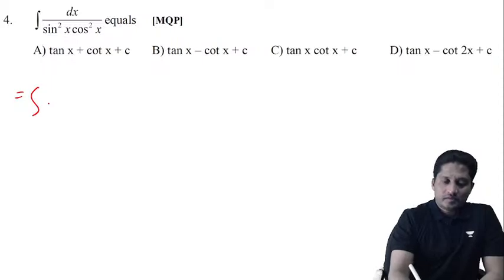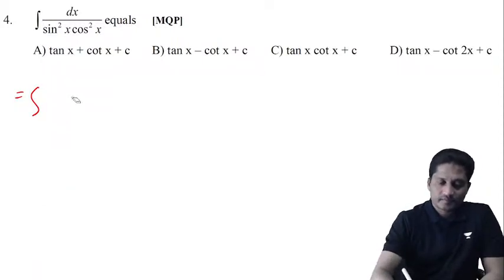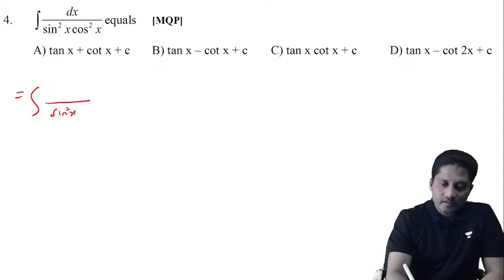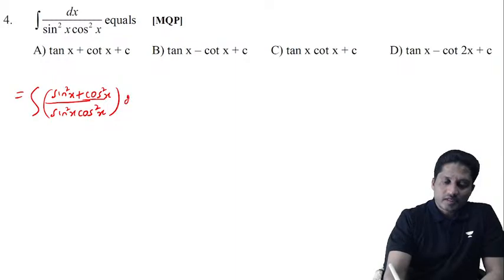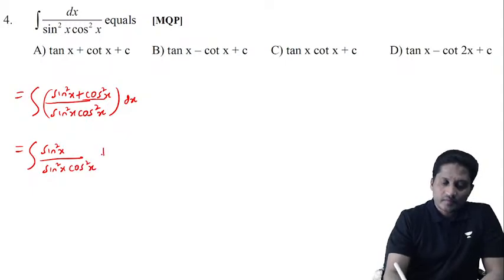Integration of, this is sine square x plus cos square x, right? Over sine square x cos square x. Numerator 1 can be written as sine square x plus cos square x, because anyway sine square plus cos square is 1. Okay, now if I divide, integration of sine square x divided by sine square x into cos square x, plus cos square x divided by sine square x into cos square x.